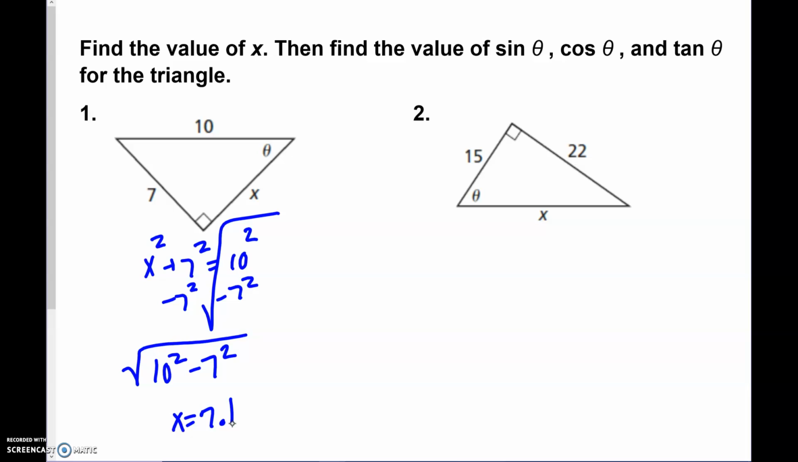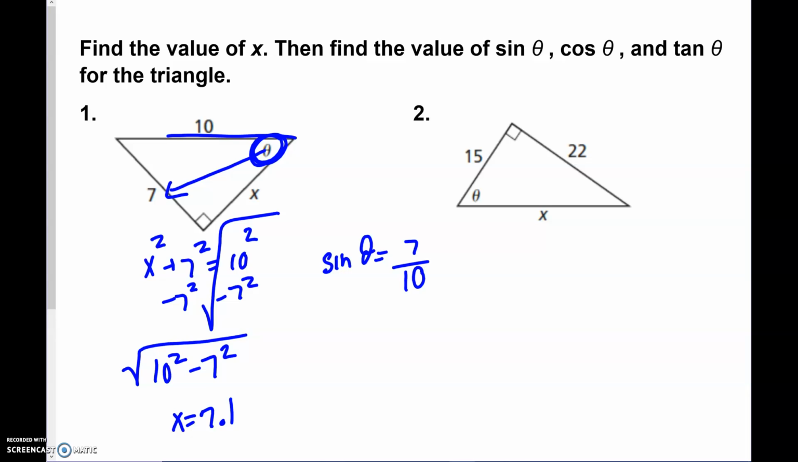And for this one, I think I get x to be 7.1. Okay, what we don't know how to do and what this lesson is all about is, can you find this angle measure? Well, let's look. From this side right here, this is the side opposite and this is the hypotenuse. So we're going to do the sine of theta is 7 over 10.